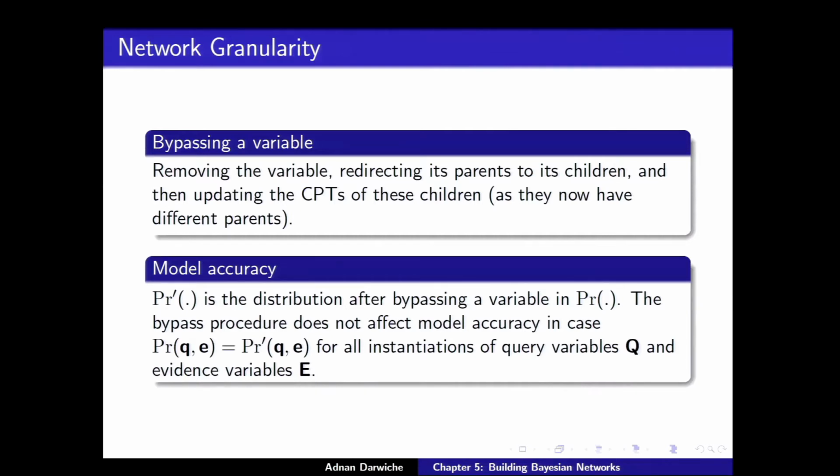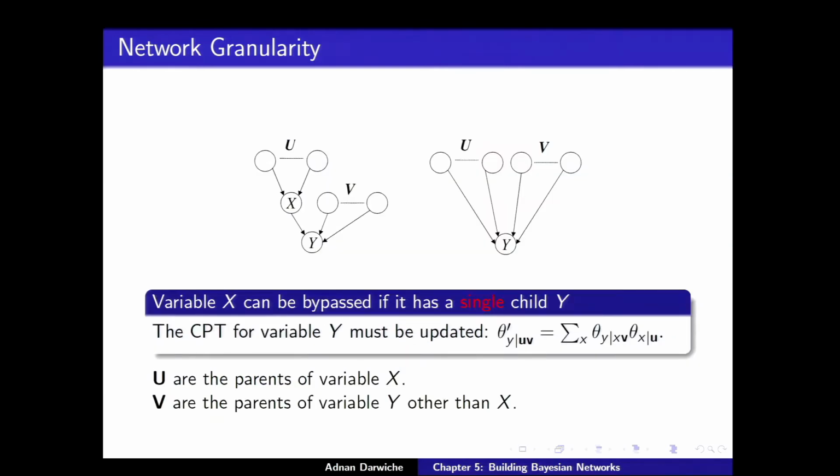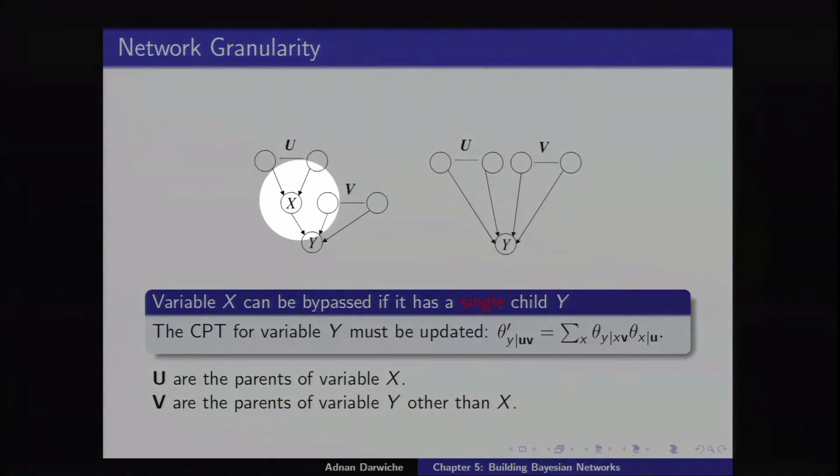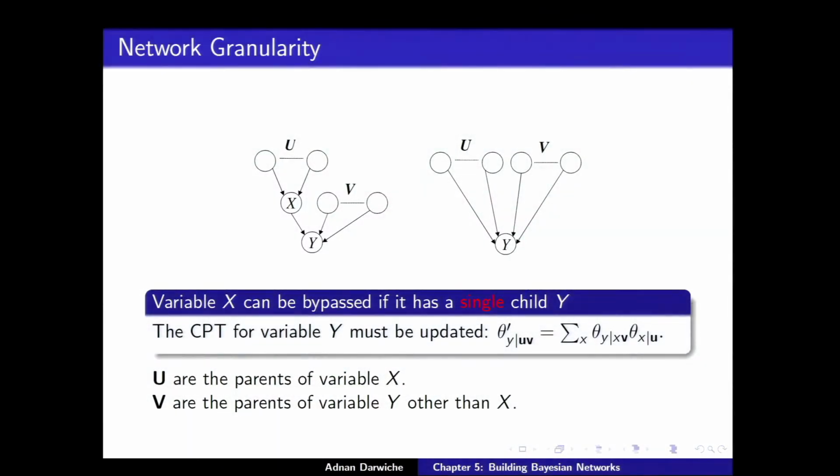And this is the case where you can do that. This is X. It has a single child, Y. In this case, I can bypass this variable. I can remove it, make these guys parents of Y, as in here. And there is an equation that tells you how to update the CPT for Y in that case. And again, single child works. You will get equivalence between the original and the other one. We're going to actually use this technique later.